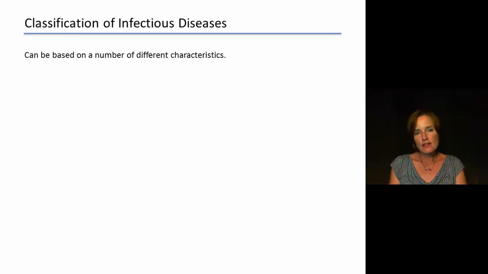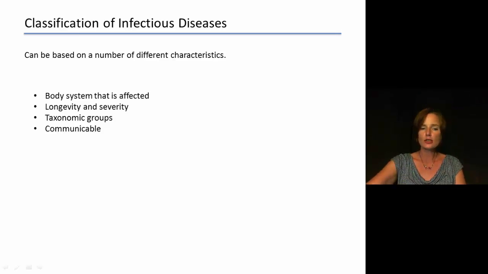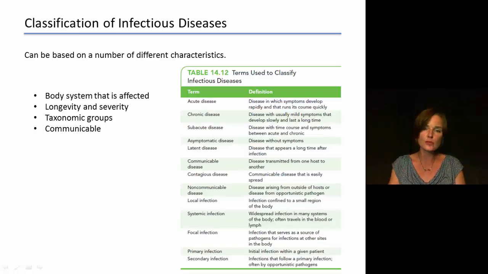The classification of infectious diseases can be based on a number of different characteristics. Some of those characteristics could be the body system that's affected, or how long the disease actually persists or lasts. It could be classified according to its severity. In some cases, the taxonomic group, so what organisms are responsible for the diseases, and grouping them in that fashion. We can also group them according to whether they are communicable diseases or not. All of these characteristics of diseases are used pretty regularly to classify different diseases.